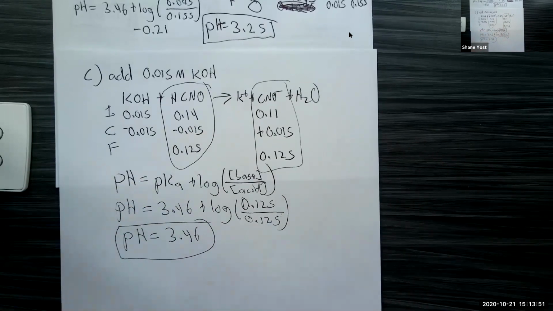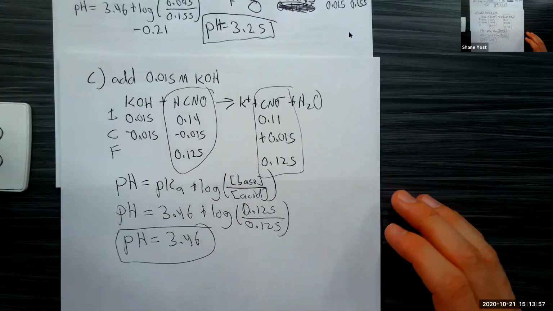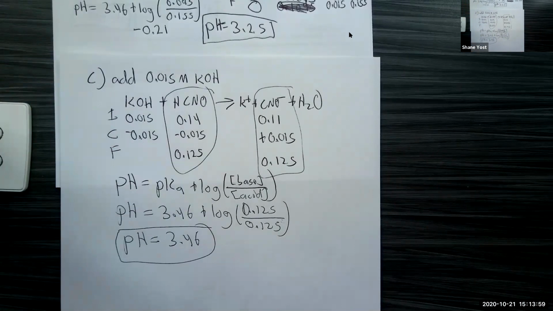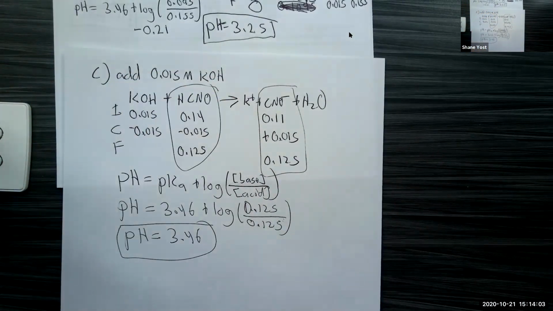I know I kind of brushed through it quickly, but part C is done the same way as part B. Okay. You just have a slightly different reaction because now you're reacting your base with your acid. That strong base with your weak acid instead of reacting a strong acid with a weak base. Okay.